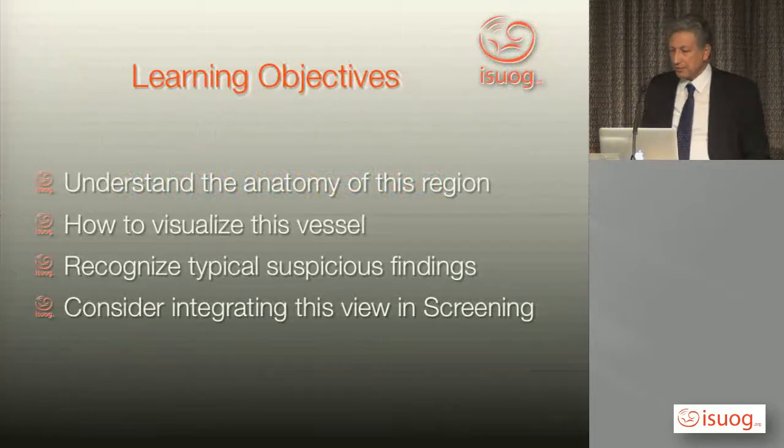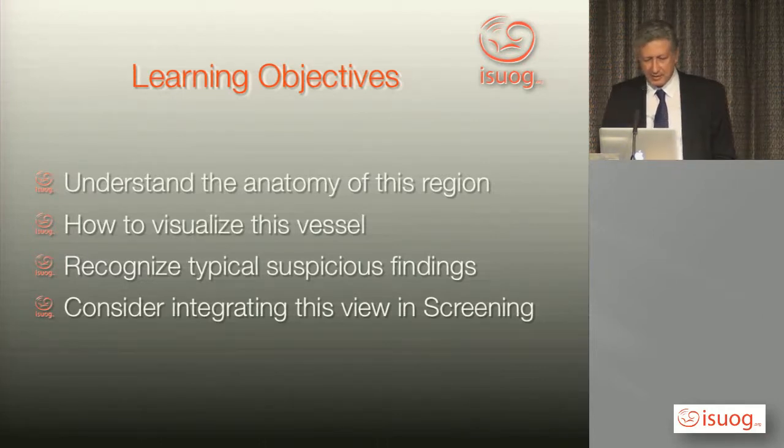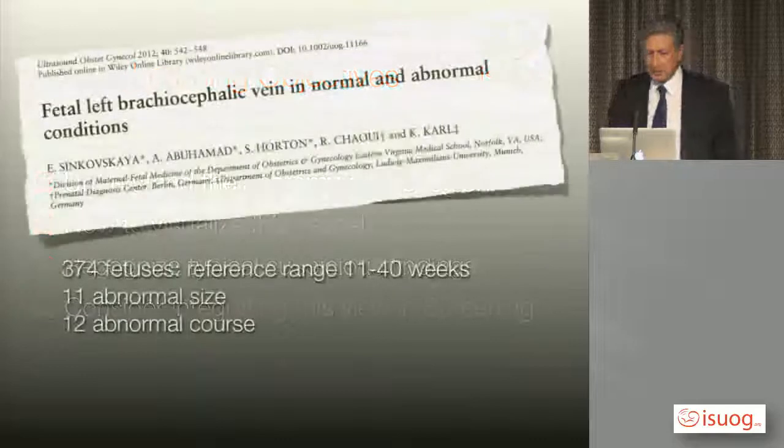The learning objective of this talk is to understand the anatomy of this region, and why it is called the left brachiocephalic vein. I don't like innominate vein personally, because innominate means without name, the vein without a name, which does not make sense. The same as for the artery. We should recognize the typical suspicious findings, and I think you should think about using this in screening.